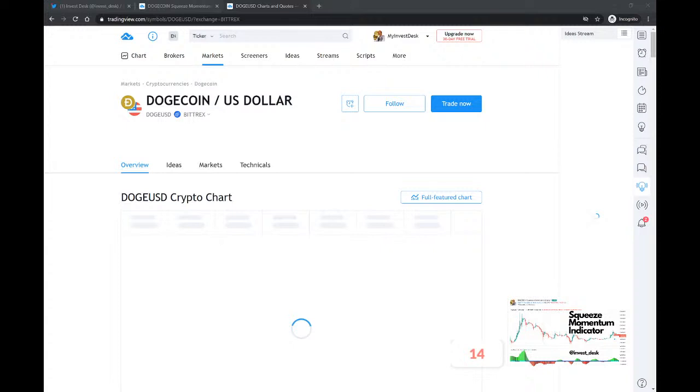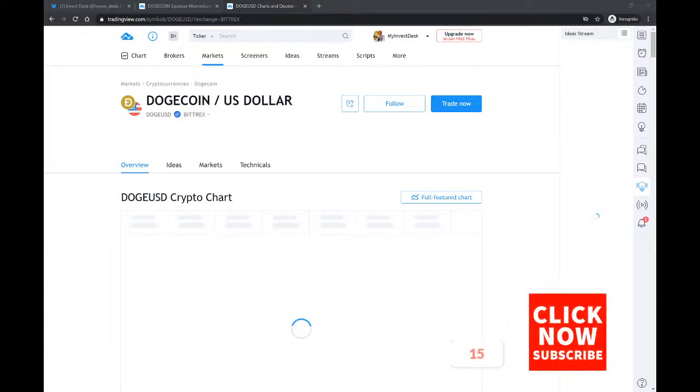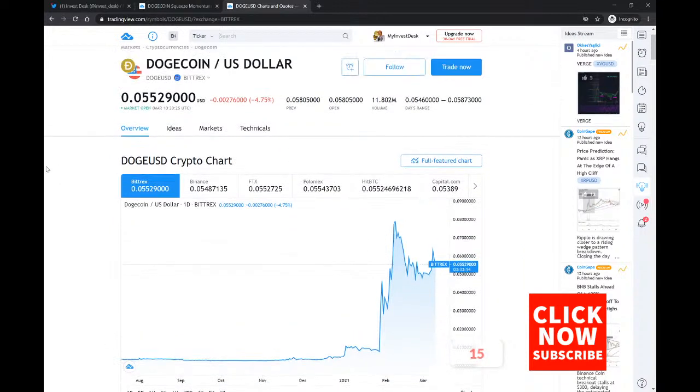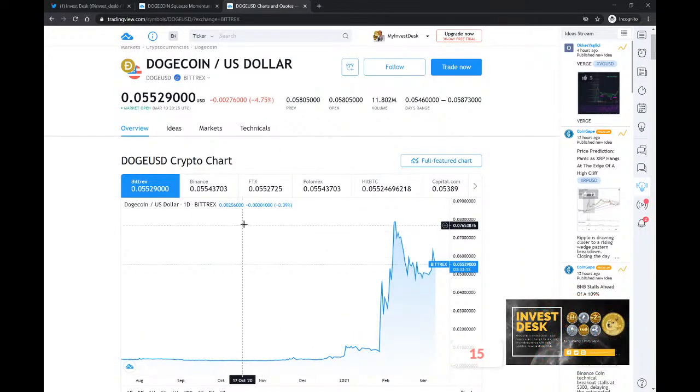All right, so it's all set up. We are going to take a look at the squeeze momentum indicator. Right now, Dogecoin is at 0.0552900. So it's pretty much, again, at the consolidation levels. This is exactly where it was last time.